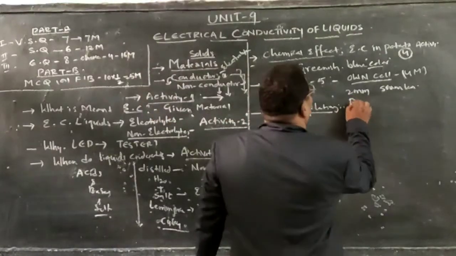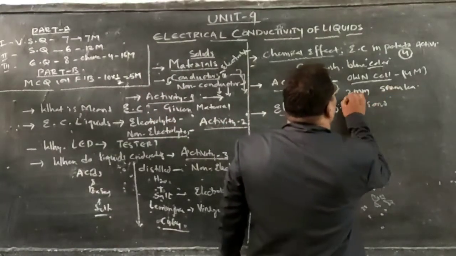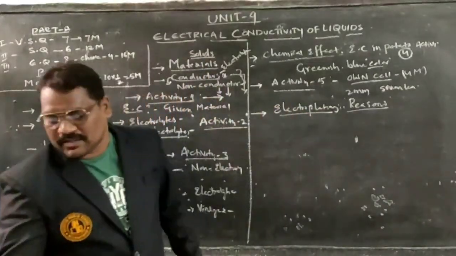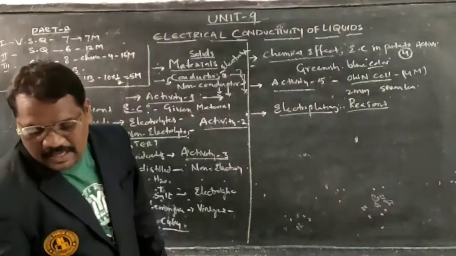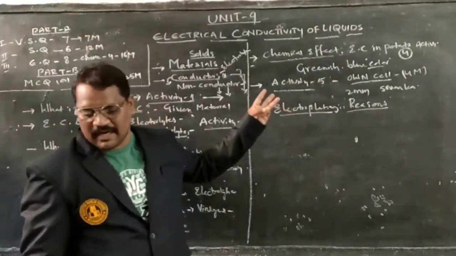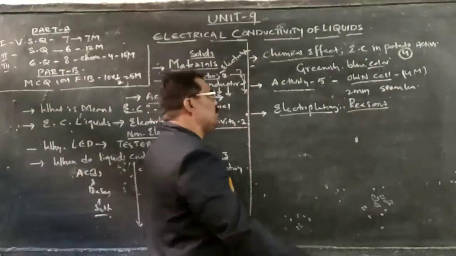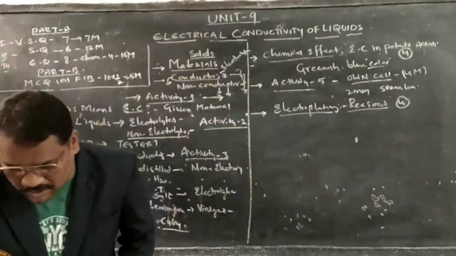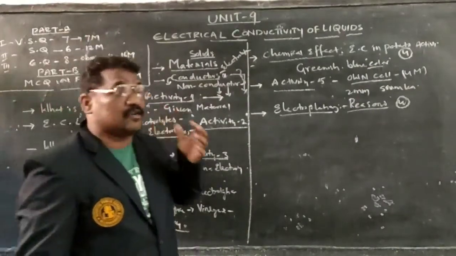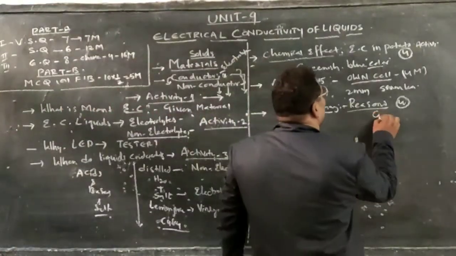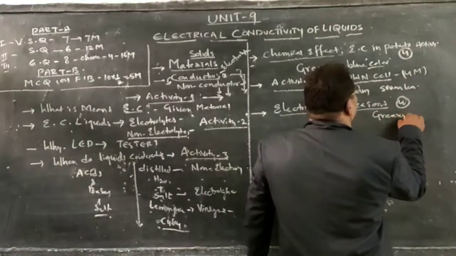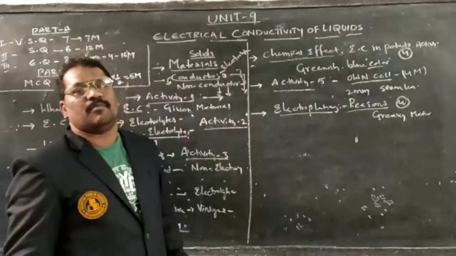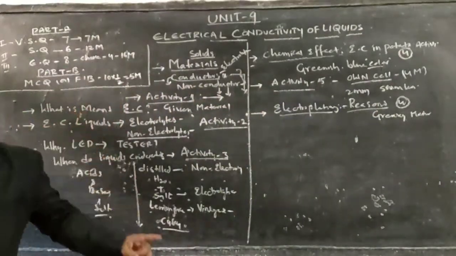What is meant by electroplating, and what are the reasons for electroplating? Four different reasons or conditions exist, which we have already studied. First, electroplating should not be done on a greasy metal or greasy material. If a greasy material is present, electroplating cannot be done properly. That is the first one.